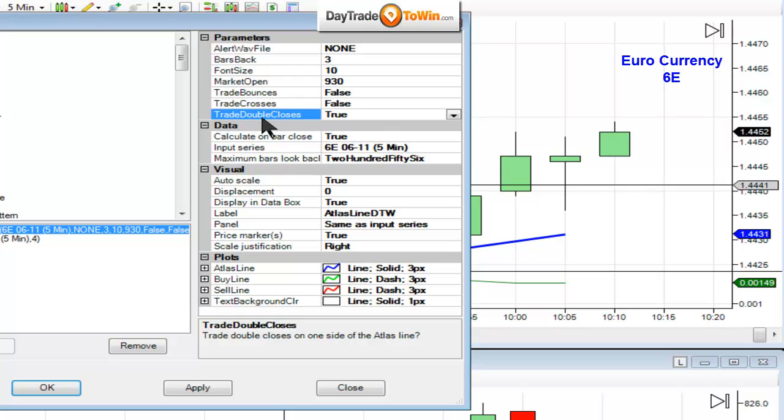So right now all I'm showing is the trade double closes as true, and that's why you see the double closes orders that it provides. But besides that, if you think about it, anything attached with a parameter will always fail you into the future, because what you're basing the period or the parameter on is history.